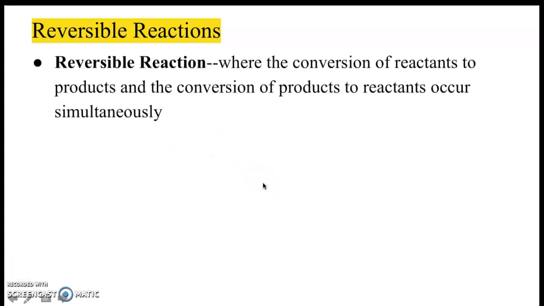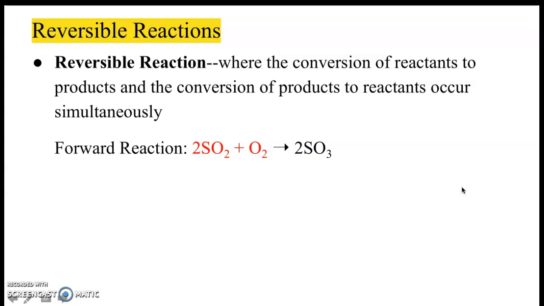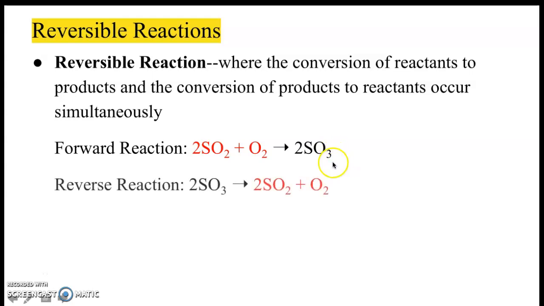And again, what I mean by reversible is that the reactants can make the products, but the reverse is also true. You can have products going to reactants, and this is occurring simultaneously, or at the same time. Here's an example. Normally we would read a reaction forward, so we have our reactants turning into our products. We can also read the reverse reaction, which would be sulfur trioxide turning into sulfur dioxide and oxygen.